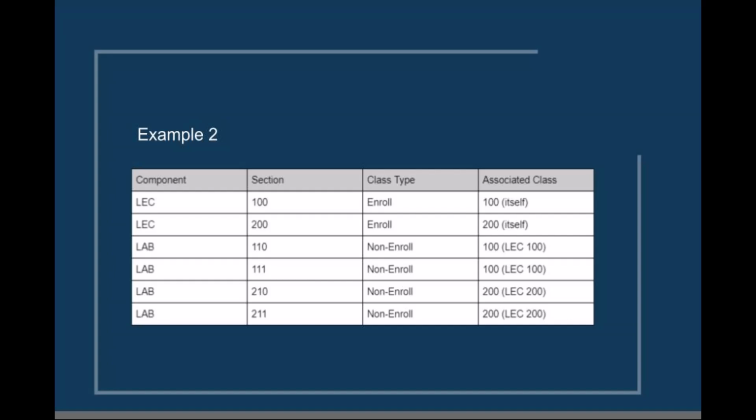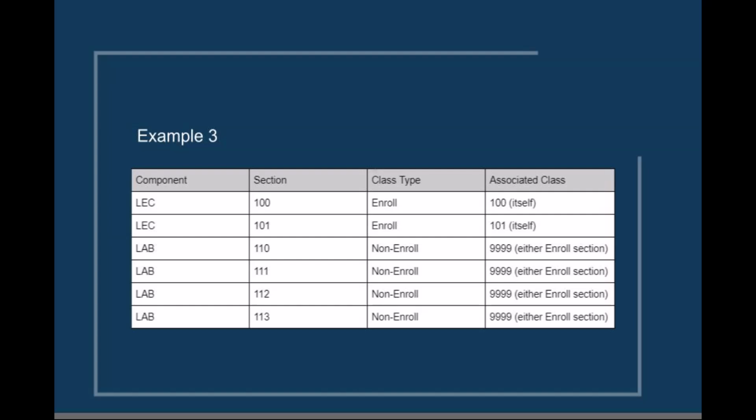Students who select lecture section 100 are only given the option of selecting laboratory section 110 or 111. Students who select lecture section 200 are given the option of selecting lab section 210 or 211. In example 3, students select either lecture section 100 or 101 and then are prompted to select one of the four laboratory sections.